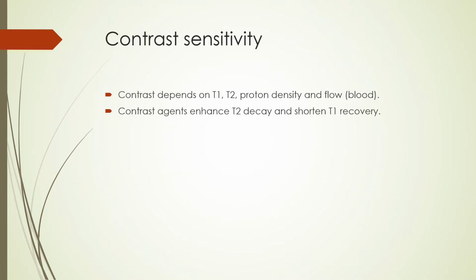Contrast sensitivity is the chief attribute of MRI imaging. Contrast in MRI depends on T1, T2, proton density, and blood flow parameters. MRI contrast agents are based on susceptibility agents that usually create inhomogeneities in the static B0 field that enhance T2 decay or provide a relaxation mechanism to shorten T1 recovery. Contrast sensitivity in MRI is limited by signal to noise ratio and the presence of artifacts.